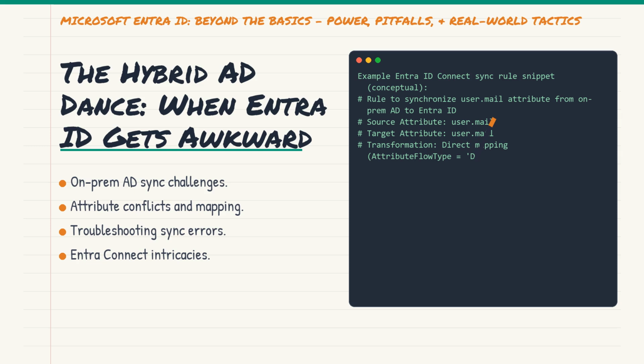The inherent differences in how on-prem AD and Entra ID handle certain objects and attributes can lead to unexpected behaviors. It's a testament to Entra ID's power that it can do hybrid, but it's rarely as simple as just flicking a switch. You'll often find yourself troubleshooting sync issues, dealing with duplicate sets, or managing complex attribute flows.